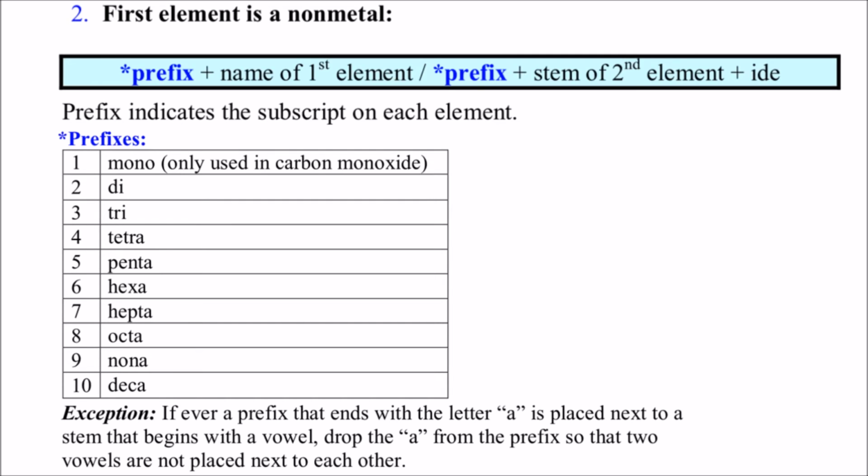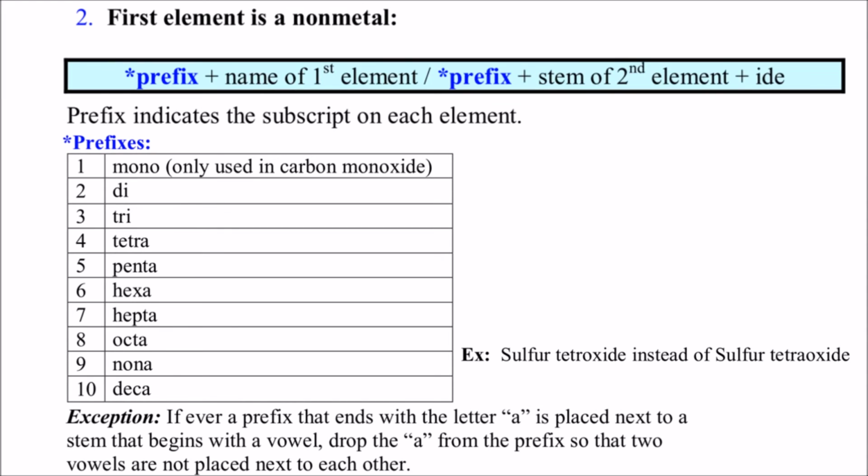Okay, as I told you, there's always an exception to the rule, so these prefixes have an exception. If a prefix ends with the letter A, which you'll notice that most of them do, and that prefix happens to be placed next to a stem that begins with a vowel, then you need to drop the A off of the prefix so that two vowels are not placed next to each other. Here's an example. We have sulfur tetroxide. Notice that the A of tetra has been removed so that we don't have an A and an O sitting next to each other. This sounds weird when you say it, sulfur tetraoxide. And it doesn't flow as easily as sulfur tetroxide does. So make sure that you remember this rule here.